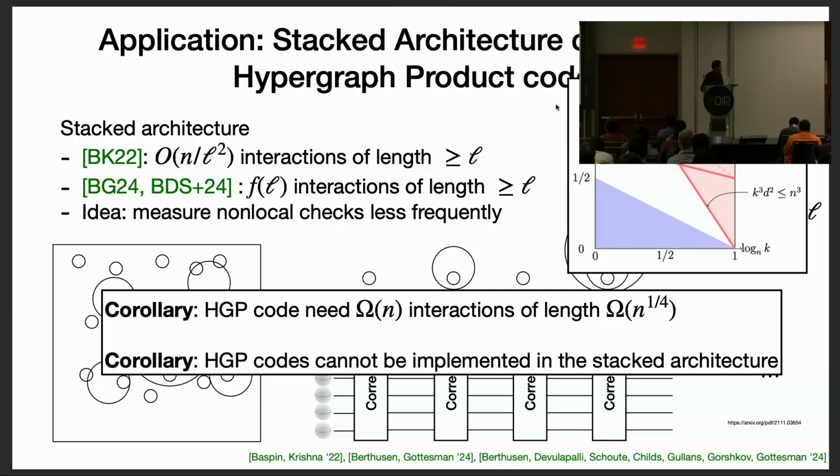And for this particular definition of the stacked architecture, Baspin and Krishna gave some bounds, and we improved their bounds. So our bounds are the red region, theirs are the dotted lines. And then there's this question of what are the optimal bounds for the stacked architecture? In particular, I'm not aware of any codes that are above the BPT bound that exploit the permitted non-locality of the stacked architecture.